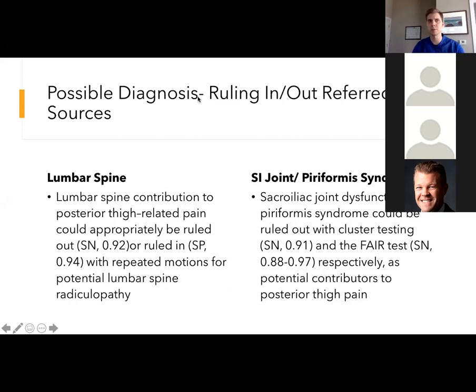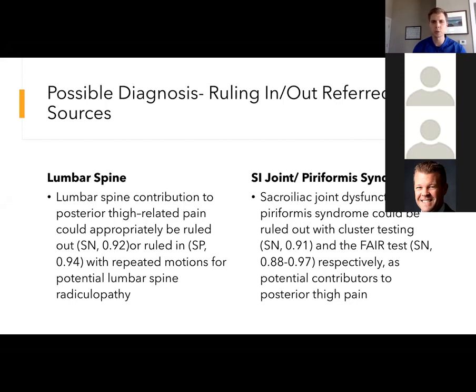The FADIR test is typically performed in supine, and that's obviously looking at FAI syndrome, where the FABER test is going to be side lying on the uninvolved side and putting them into that flexion, adduction, and internal rotation of the involved side.